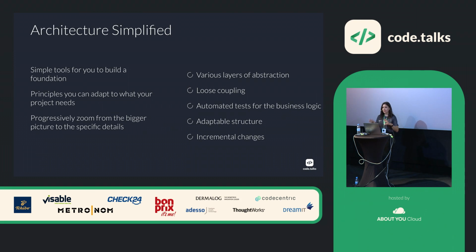So we will have various layers of abstraction. There will be loose coupling of our components. We will be able to write tests for most of our business logic. I will tell you how to make the structure adaptable so that it fits your project. And then we're going to cover where you can start and how to make incremental changes that don't have such a big impact on your development speed, but still can get you to the goal, to the state where you have a clean project that you can test.